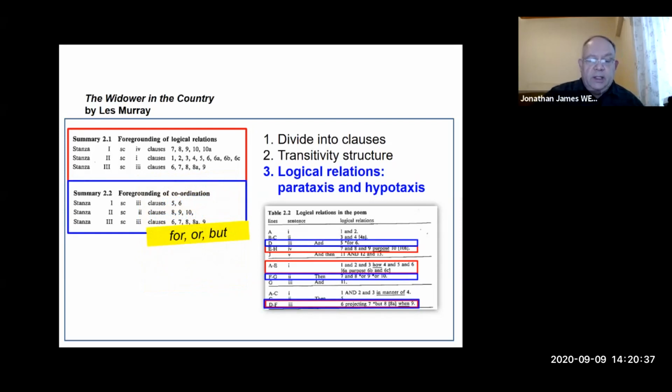Well, there's something else here. As you look at the poem, what's the conjunction that is mentioned most of the time? And, then, and. Well, that is the background. What's foregrounded? Other conjunctions: for, or, but.